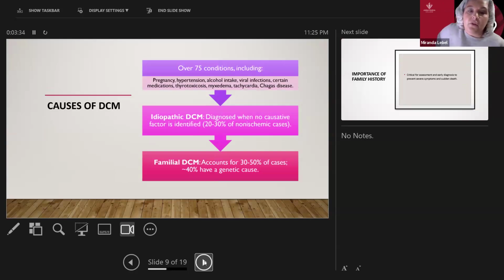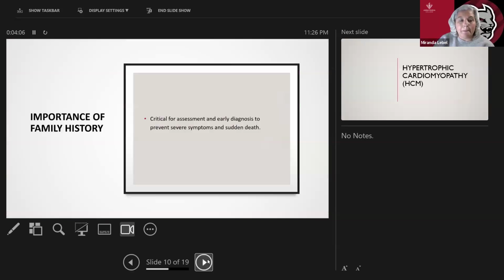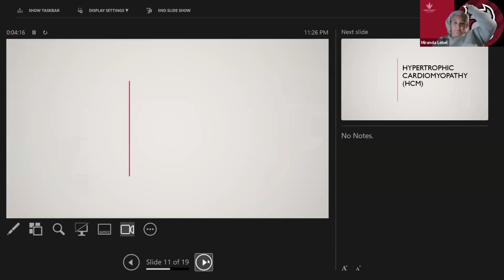Causes include over 75 conditions, including pregnancy, hypertension, alcohol intake, viral infections, certain medications, thyrotoxicosis, myxedema, tachycardia, and Chagas disease. Idiopathic DCM is diagnosed with no causative factors identified, so 20 to 30% of non-ischemic cases. And familial DCM accounts for 30 to 50% of cases. 40% may have a genetic cause. This is why it's super important that we get that family history. It's critical for assessment and early diagnosis to prevent severe symptoms and sudden death.